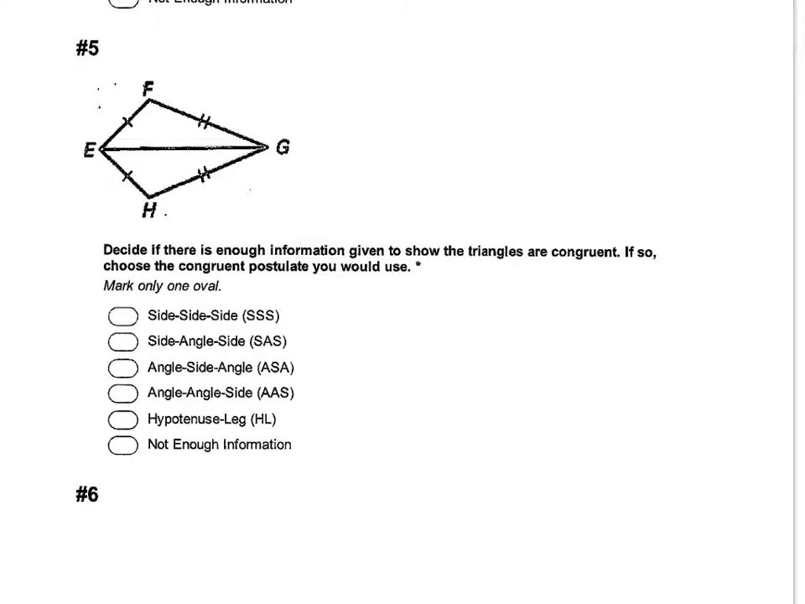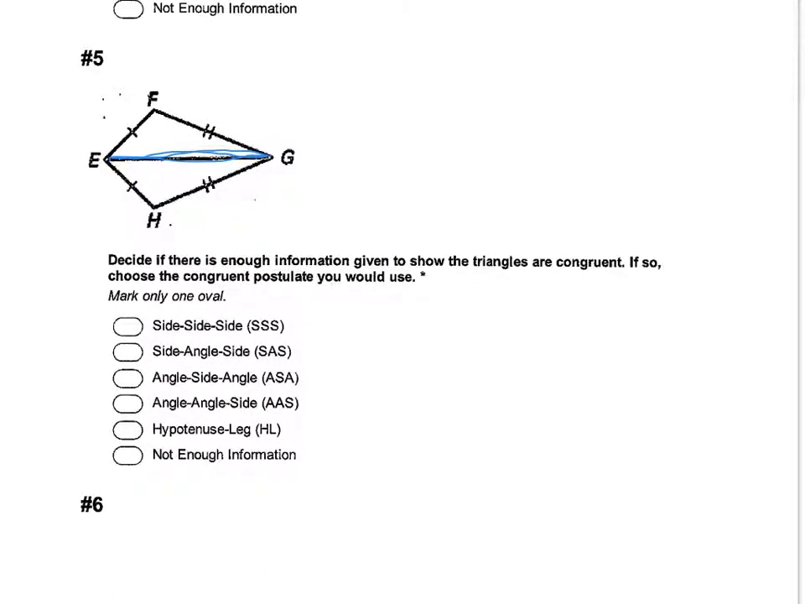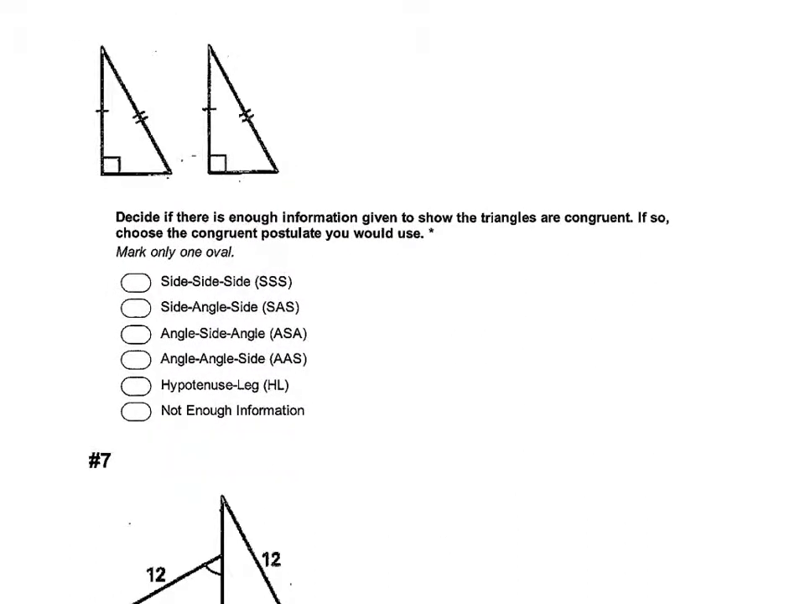Number 5. Again, decide if there's enough information for these two triangles to be congruent. So you got some sides already marked, and again, this guy here, this EG, is going to be kind of helpful. So here's number 6. Flip your page on your test book.